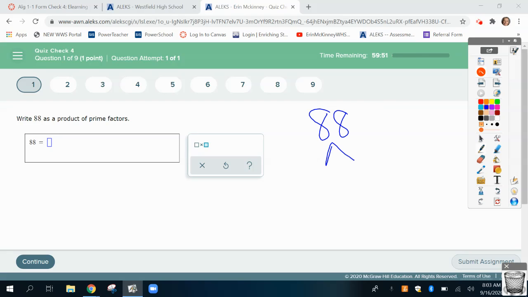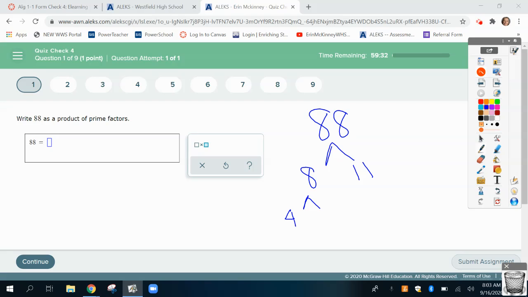So remember, when we prime factor, this is where we do the factor tree. Right? And we're just going to keep splitting up. So it doesn't matter what numbers you pick as long as they multiply up to 88. So I'm picking 8 and 11. You could pick 2 and 44, whatever, 4 and 22, as long as you keep breaking down.